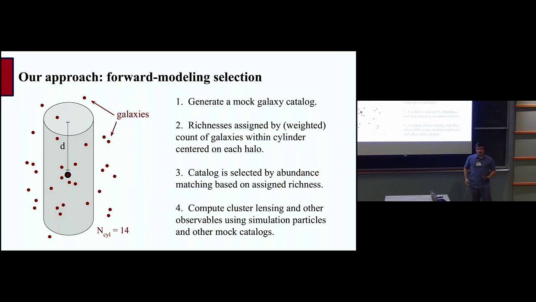And so we generate our mock galaxy catalogs. We use what we know about the phenomenology of optical cluster selection and put down a cylinder at the location of all these halos. The aperture is selected to be consistent with redMaPPer. And now the redshift kernel is something that you can marginalize over. And so here you get a number count of the membership in the cylinder, and you can abundance match that with the richness that you observe in the data.